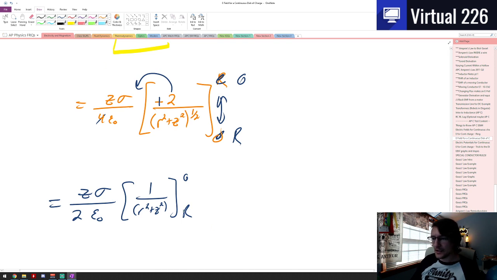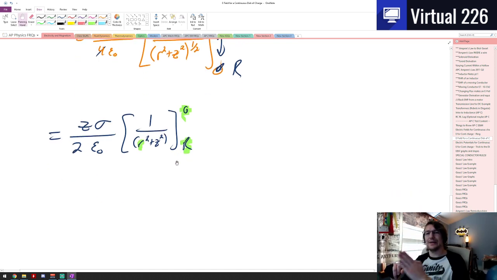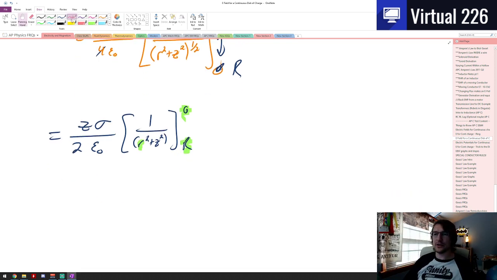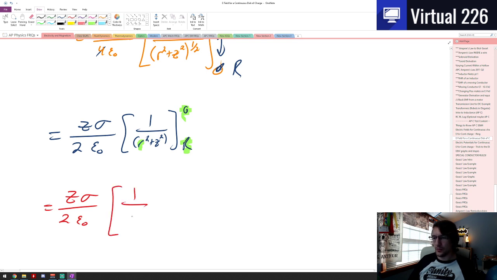And I am plugging in these values here for my bounds. I'm plugging them into little r here. Okay, that's the value that I'm integrating across. I'm going out on the disk. So if I do this, keep my constants, z, sigma, 2 epsilon naught, multiplied by, well, this is going to give me 1 over, and then 0 squared plus z squared is just going to be z squared, minus, plugging my value of big R, 1 over r squared plus z squared.